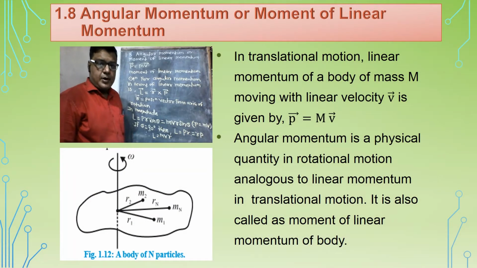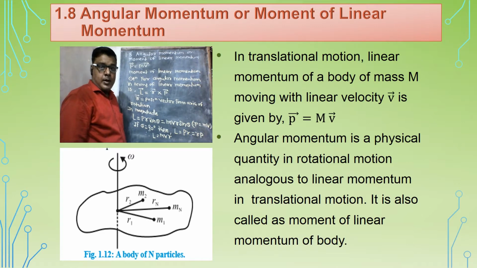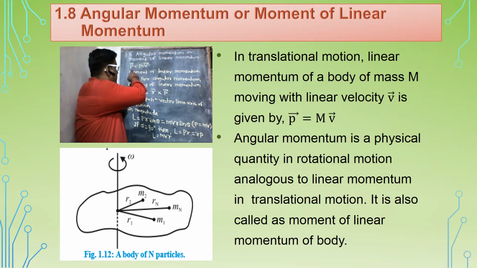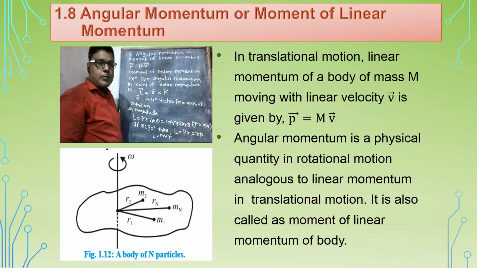Good morning, students. Today we start the next point, 1.8, angular momentum or moment of linear momentum. Now, last year we learned translational motion, and in translational motion, the linear momentum of a body of mass m moving with linear velocity v is given by P is equal to mv. This is the equation of linear momentum.